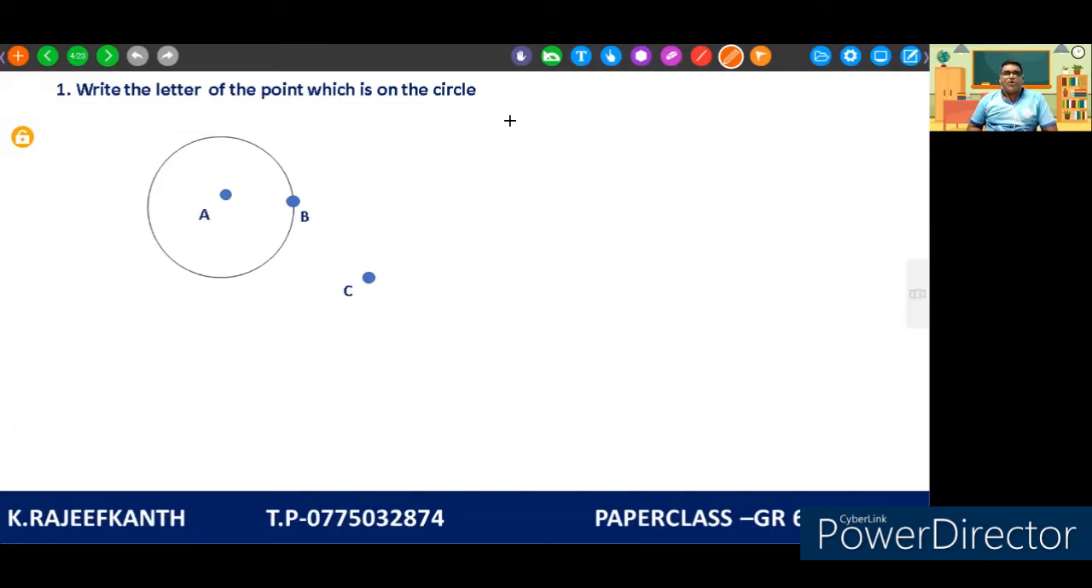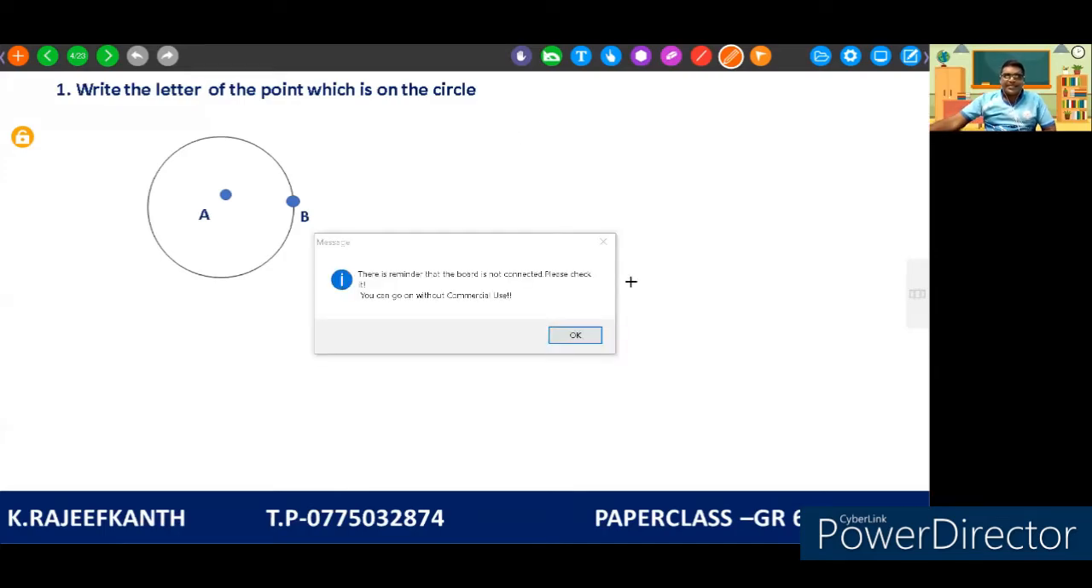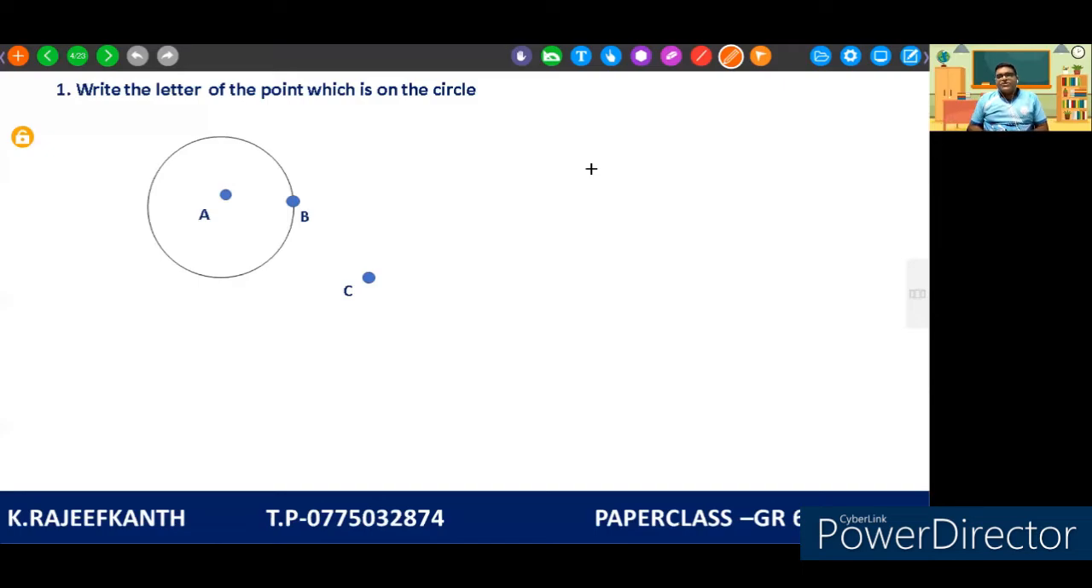Write the letter of the point which is on the circle. There are 3 points, A, B, and C. So you have to write the letter of the point which is on the circle, not the inner circle and outer circle. Right? This point A is in the circle. Here this point C is outside the circle. So we have to write the letter B. So B is on the circle, right? So this is the first one.